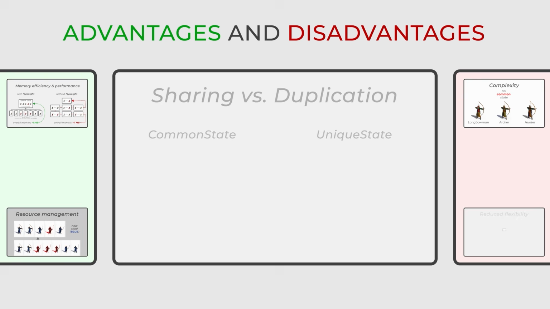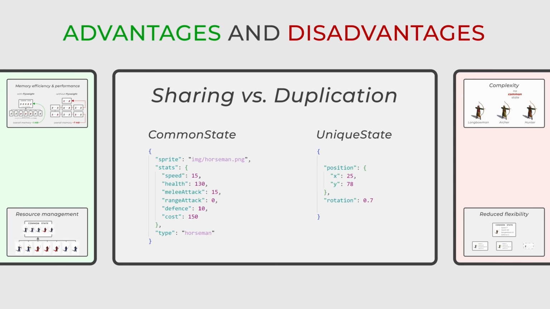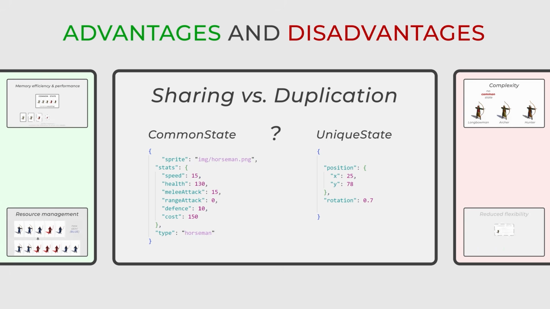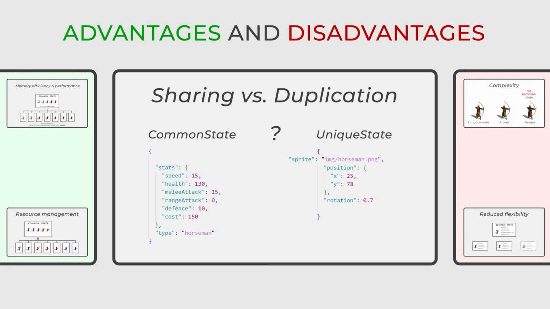Finally, there is a trade-off between sharing and duplication that needs to be carefully considered to ensure the correctness of the application. Deciding which state should be shared and which should remain separate is critical to implementing the Flyweight pattern. It requires serious evaluation to make the right choices for the specific use case.